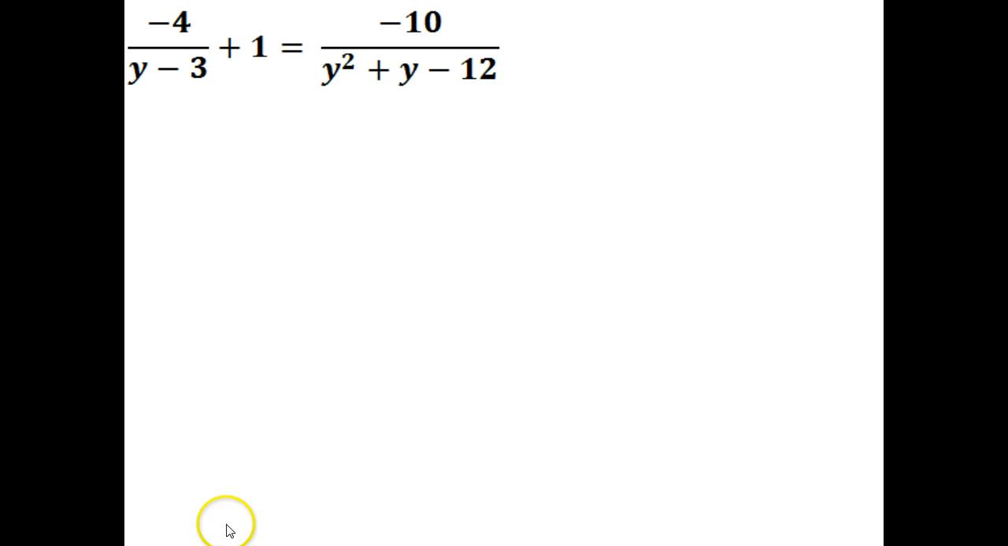We have three parts, two of which are fractions here, and one's a whole number. The very first thing we have to do is try to find the least common denominator here. So if we were to factor this one here, y squared plus y minus 12 would give us factors of y plus 4 times y minus 3. So that's our very first step here, is to actually factor that one so we can see what the factors are.